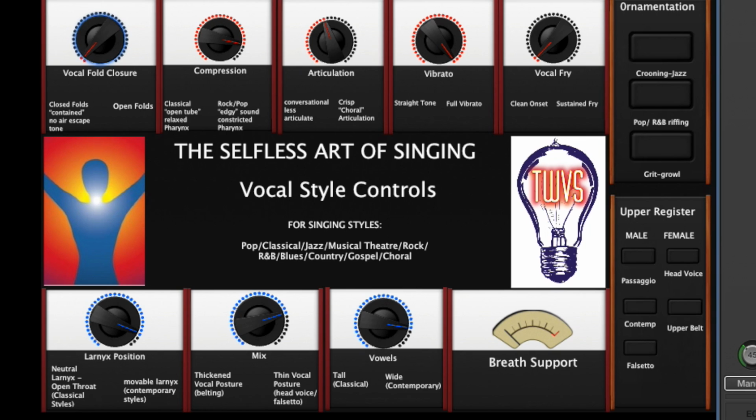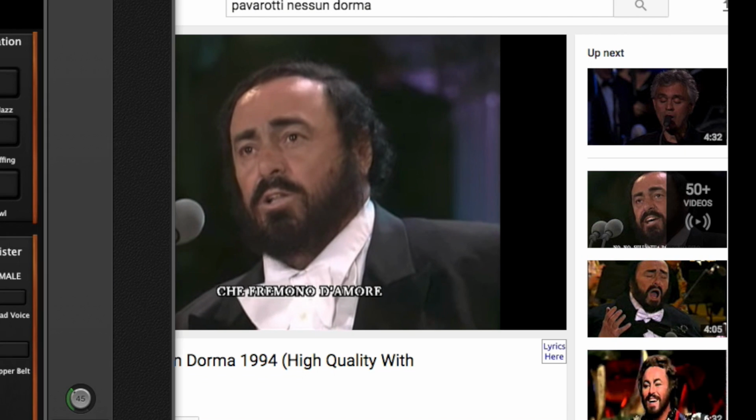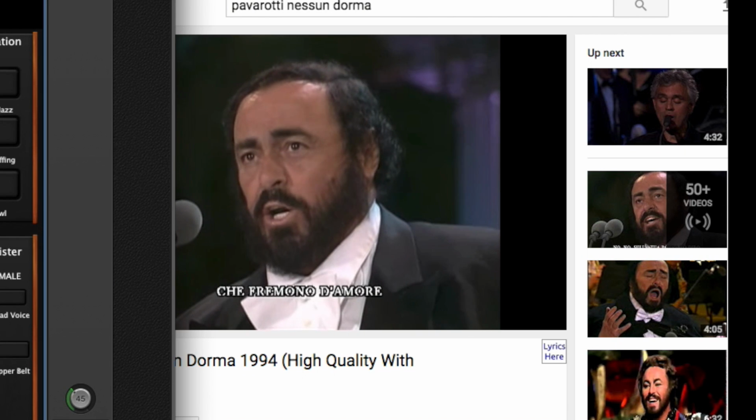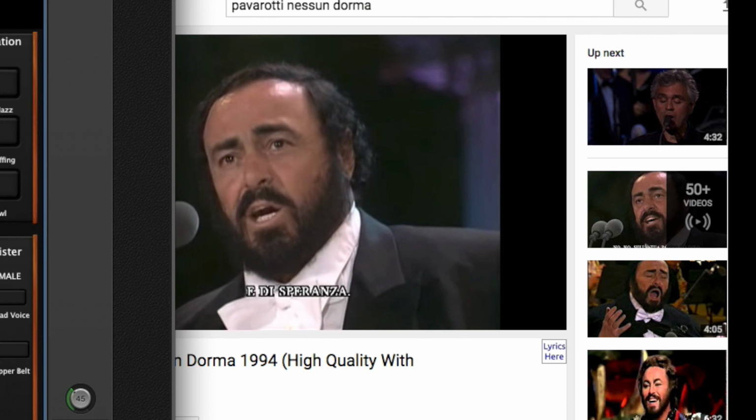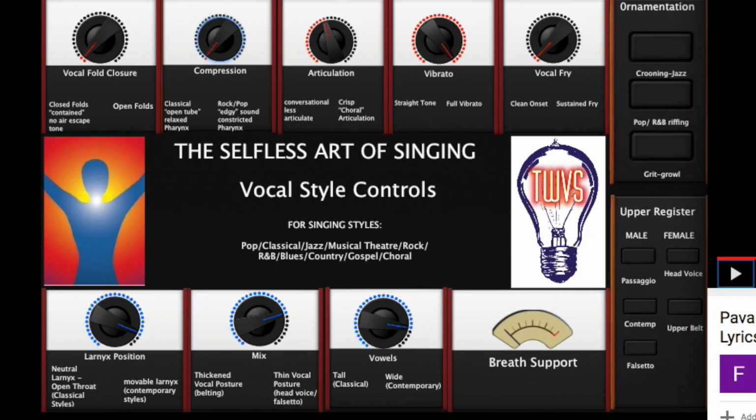How about compression? Does he have that squeezy, cool guy voice going on in his singing, like Van Morrison and LaMontagne? Nope. His voice is free. He doesn't have that squeezy type of sound. Very low compression. How about articulation?